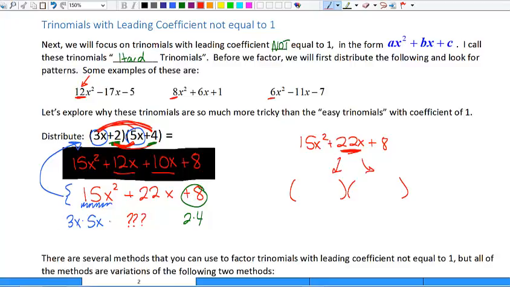The first term, ax squared, that's pretty easy. I can see where that comes from. The c, yeah, I can see where that comes from. It's this middle b term. That's the stinky part. That's the one that makes this so much more difficult.